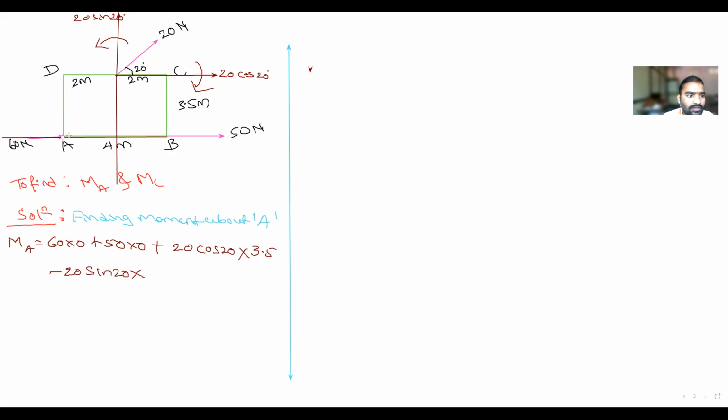Next, what is the distance? This is the point A. What is the distance between these two? It is 2 meter. So 2 meter times the force. Then calculate the total answer. 50 plus 52.09, that is 52.09 kilonewton meter, in the clockwise direction. So that is the moment about A.